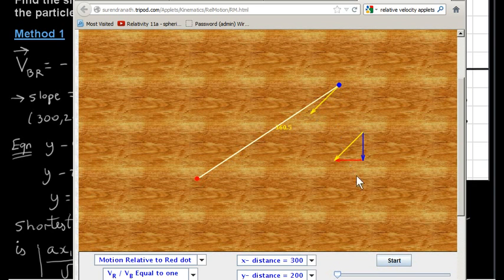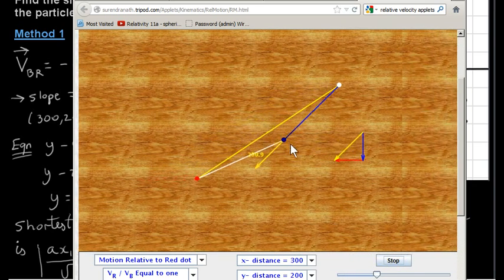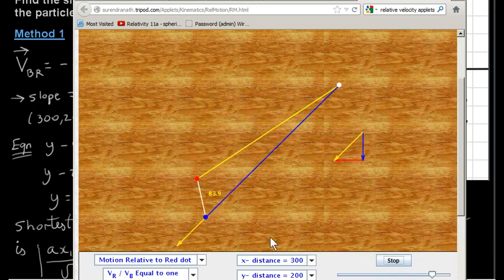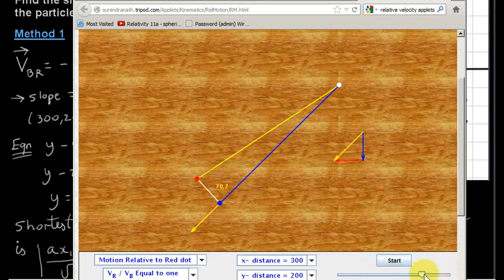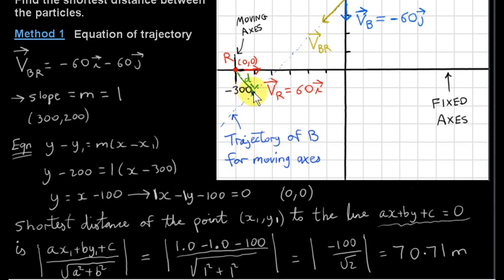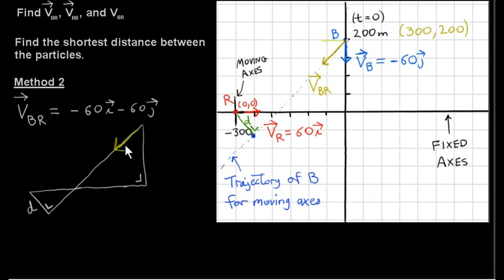Here is the vector VBR. We can see the trajectory of the blue particle, and the shortest distance, if we rewind it to 1 decimal place, is actually 70.7. So that's the distance I'm calling d in this diagram. The second method for doing this problem involves some basic trigonometry. We know that VBR, this vector here, is minus 60i minus 60j. So I'm just reproducing the trajectory of B as seen from the moving axes here. We're interested in this distance d over here, the shortest distance between the particles.